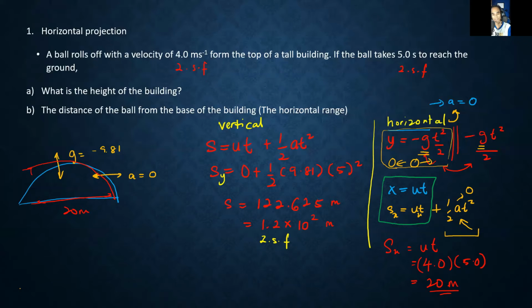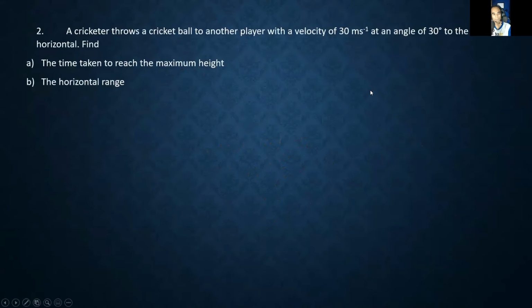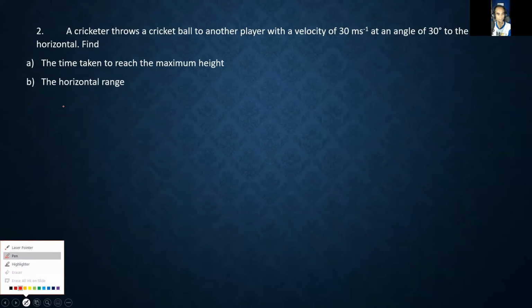Next, okay, let's see. Number 2: a cricketer throws a cricket ball to another player with velocity of 30 meters per second at the angle of 30 degrees to the horizontal. Find the time taken to reach the maximum height. Okay, who will be the one? Xander. Xander is right here. Okay, Xander. Yes, sir. What will be the first thing to do?